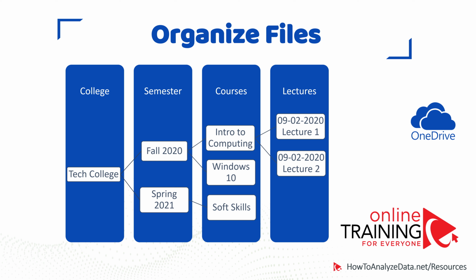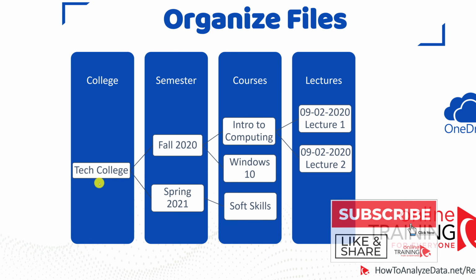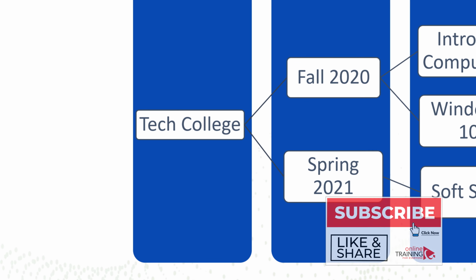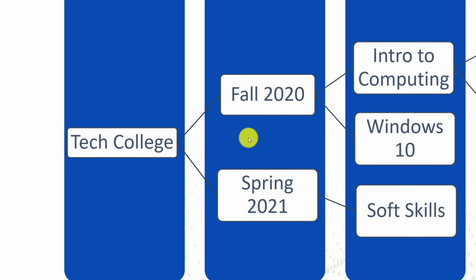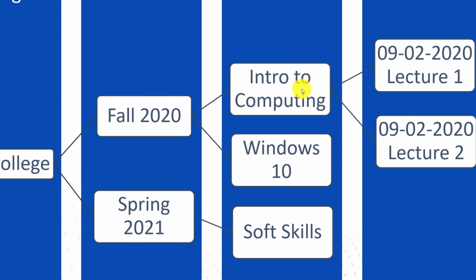One of the best ways, if you're a student, for example, is to organize in a hierarchical structure. For example, what you see here is 4 tiers of the hierarchical structure: college, semester, courses, and lectures. For example, you might be taking classes at the technical college. You have 2 semesters, fall of 2020 and then spring of 2021. And then you have 2 courses in the fall of 2020, Introduction to Computing and Windows 10.